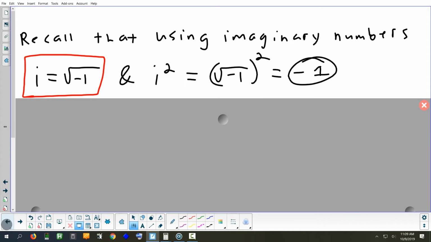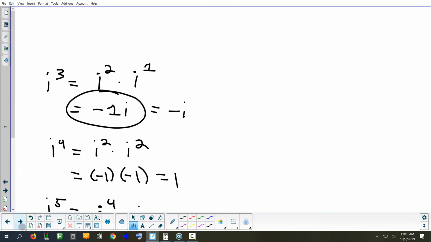All right, but the ones that we really need to know are i squared. Okay, that's the one that's most important. So if you ask me what's i to the 300th power, all I have to really do is figure out how many i to the 4ths can I take out of that, and then look at what's left. Okay? And I can figure it out very, very easy.